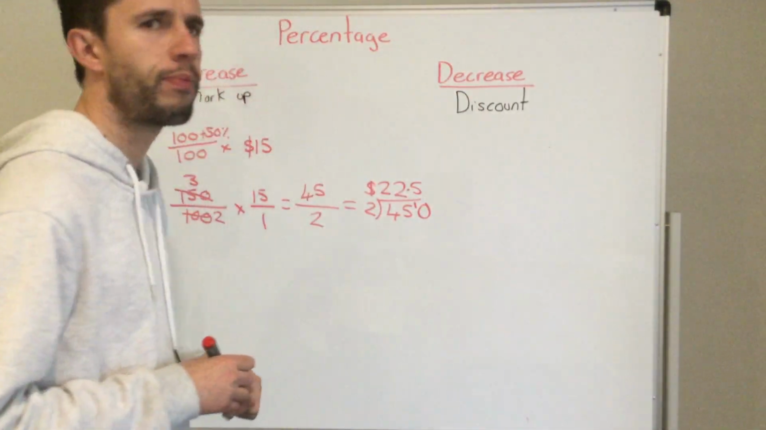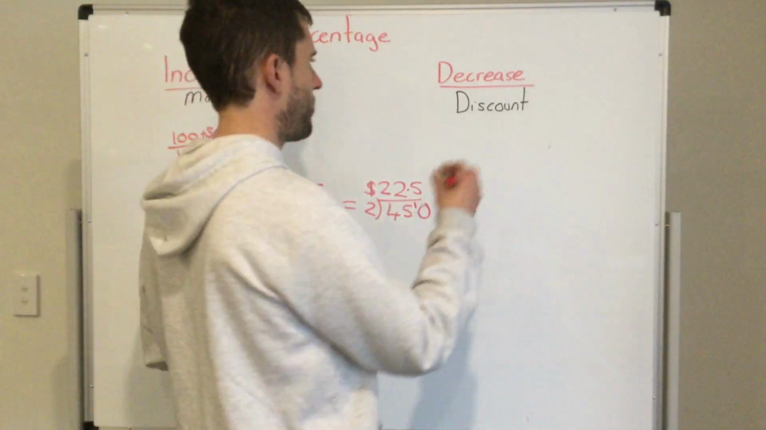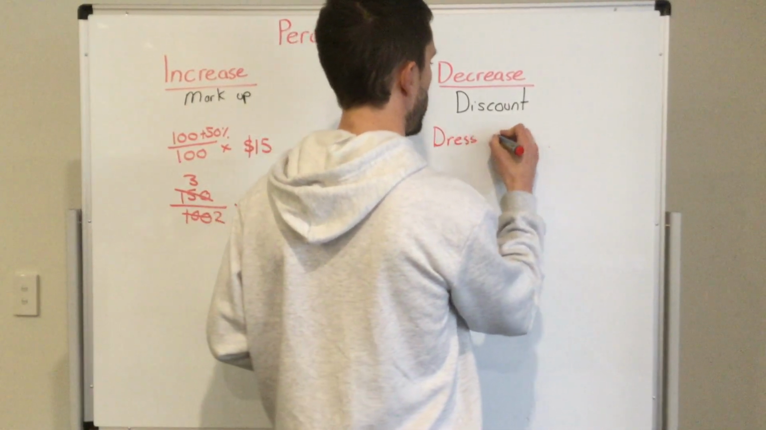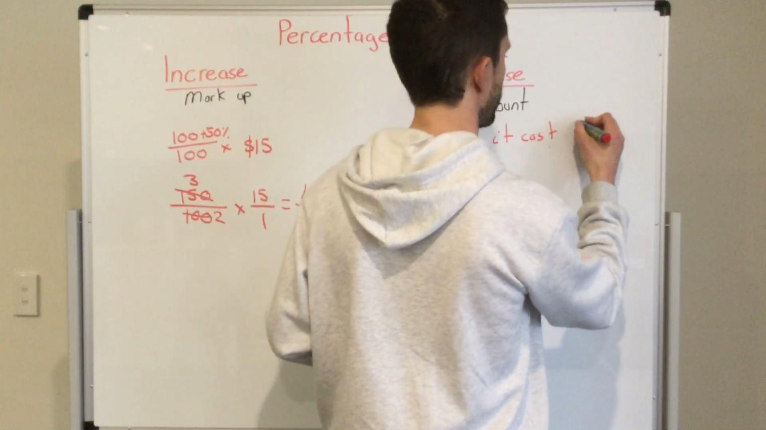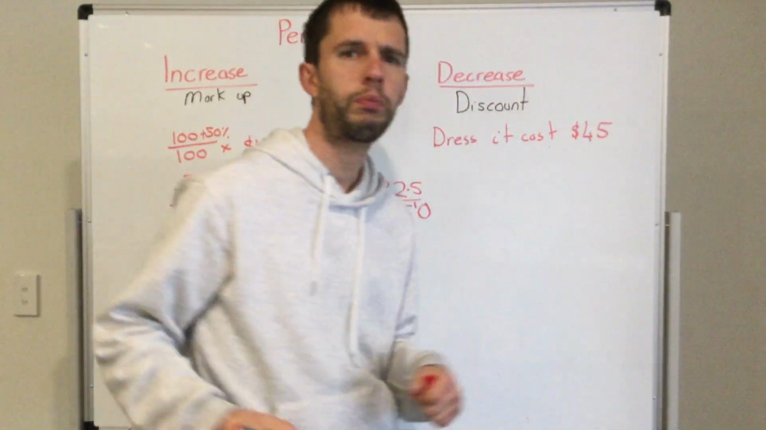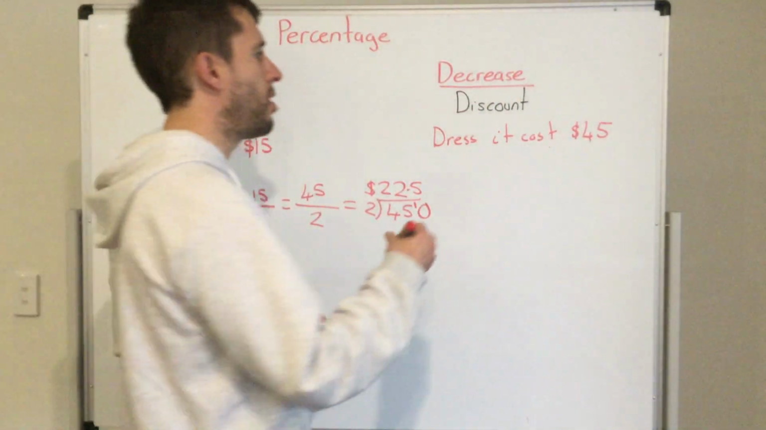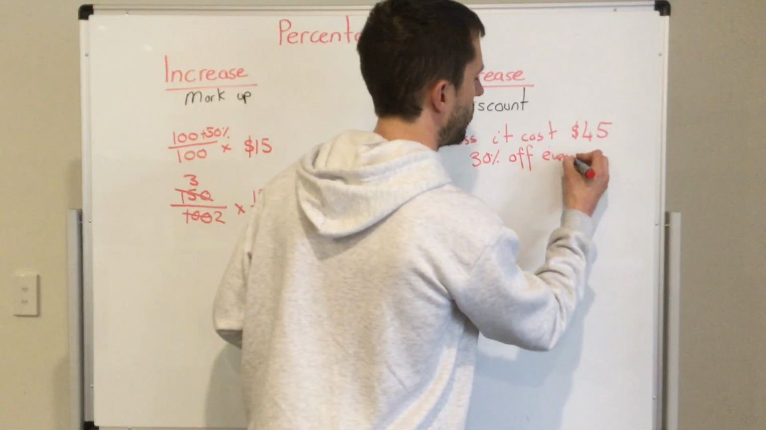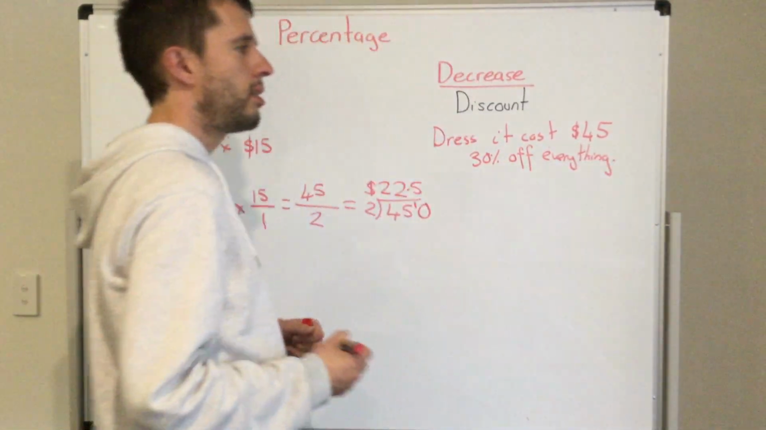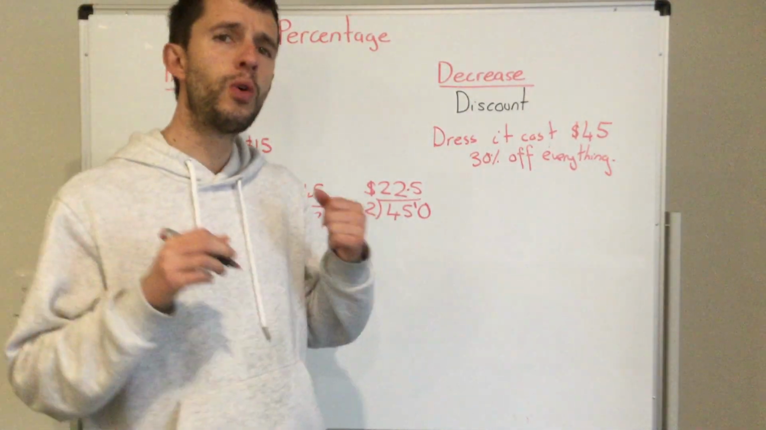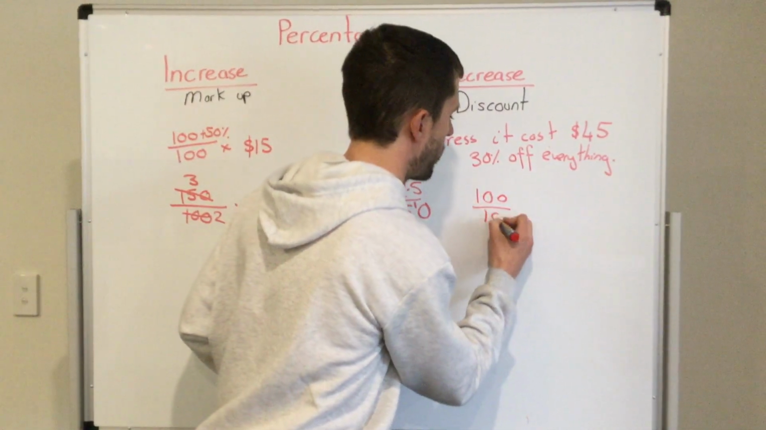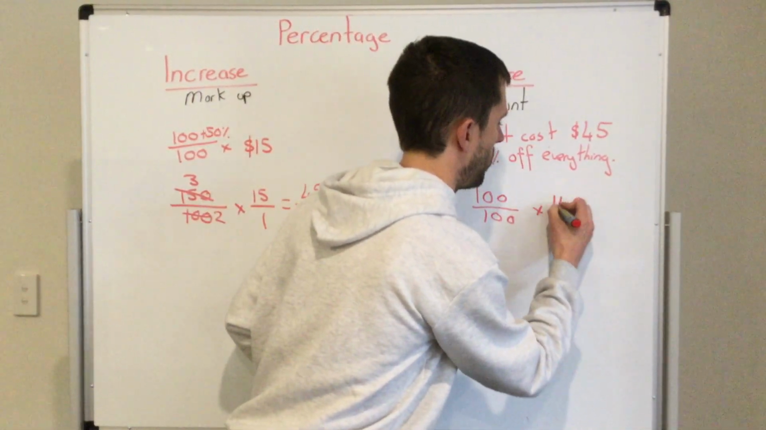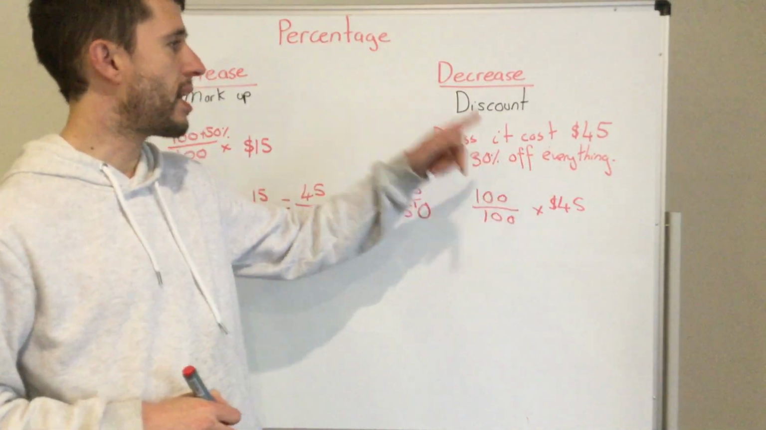A discount. Let's say there is a dress and it costs $45. You're walking past a shop and there is a sign saying 30% discount, 30% off everything. So exactly the same thing applies. The amount that you would normally have paid is 100% of the price of the retail value. We are paying 30% less.